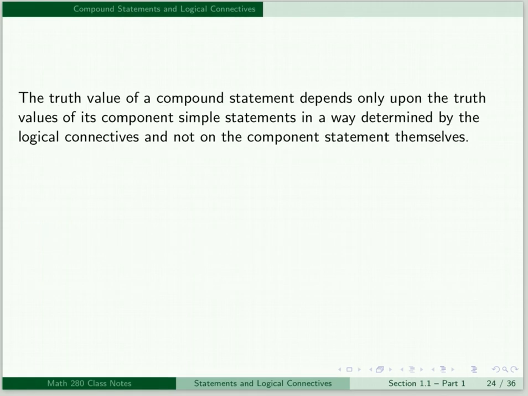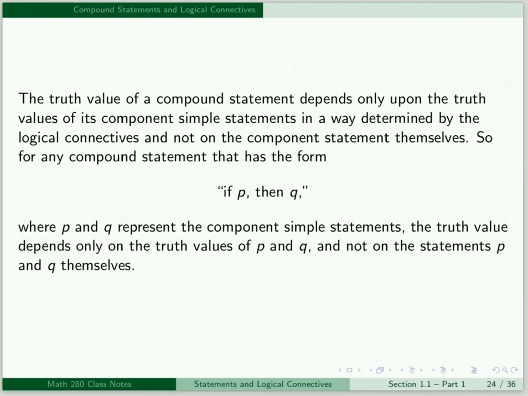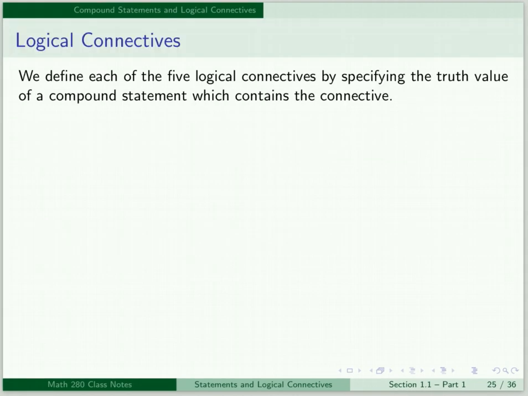Now the truth value of a compound statement depends only upon the truth values of its component simple statements in a way determined by the logical connectives and not on the component statements themselves. So for any compound statement that has the form if P then Q, where P and Q represent the component simple statements, the truth value depends only on the truth values of P and Q, and not on the statements P and Q themselves. We now want to look at the definitions of our logical connectives.